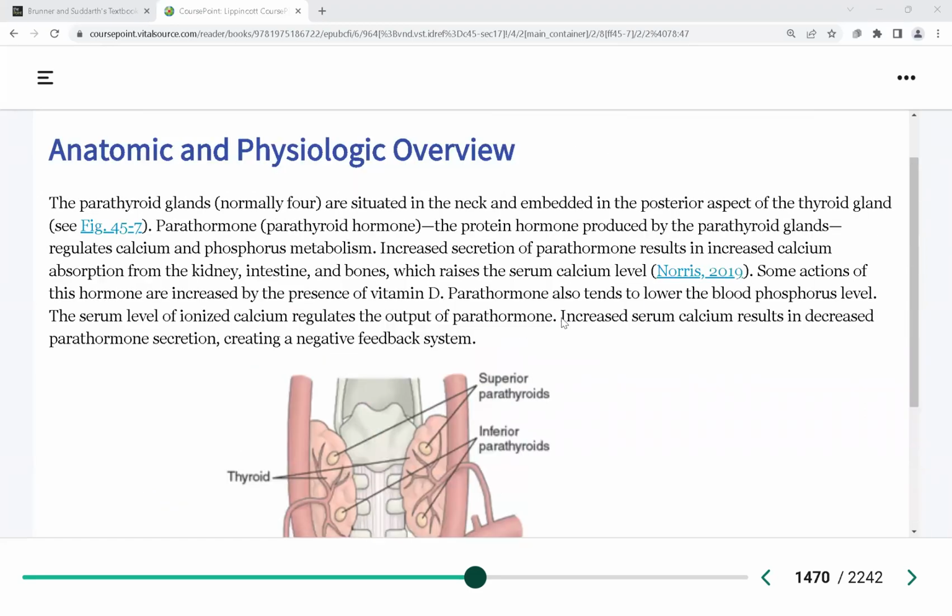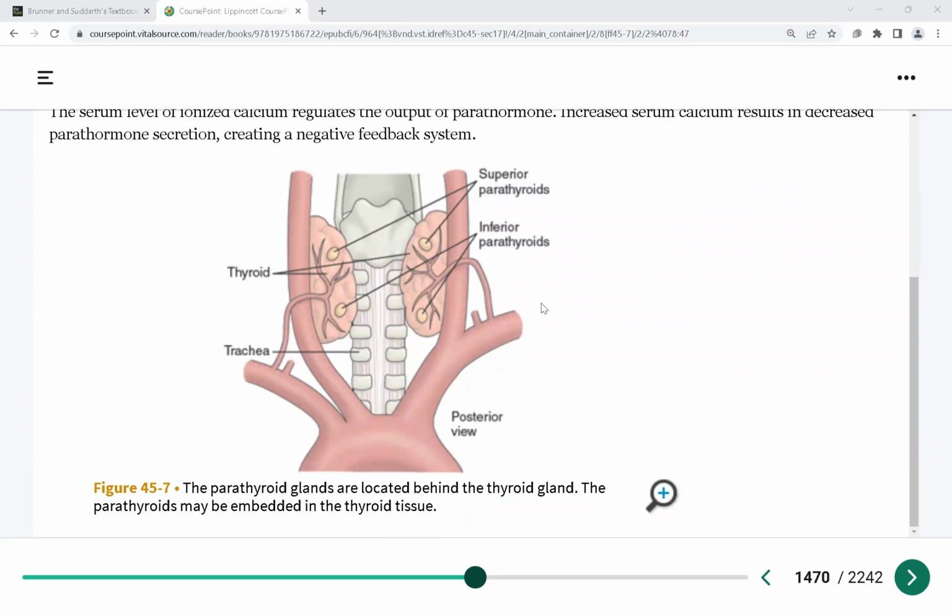All right, let's go to hyper and hypoparathyroidism. So quick anatomy review. I already described to you, these are the thyroid glands, and then here are the 4 parathyroid glands, located 2 on top and 2 below, behind the thyroid glands.